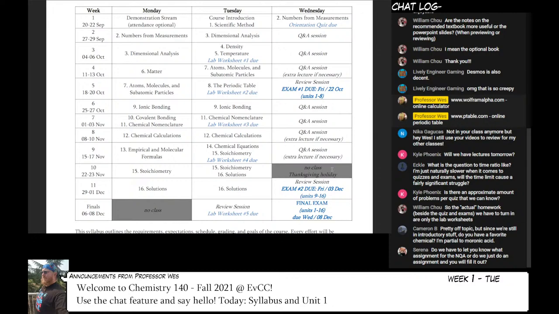Approximate number of problems per quiz. That's really hard for me to answer because something that's open-ended or topic discussion has fewer questions, whereas, actually, no, those have more questions. Things that are math tend to have fewer questions because I can get a lot out of one problem.